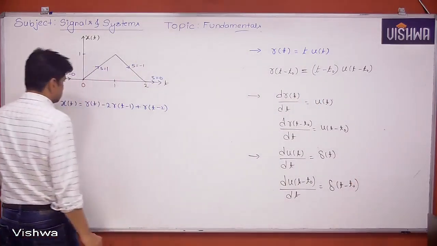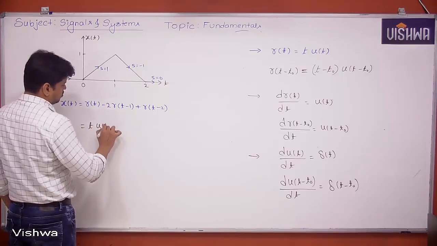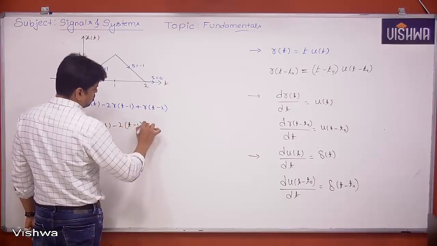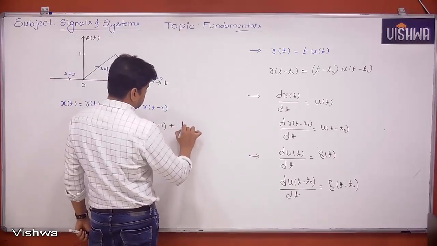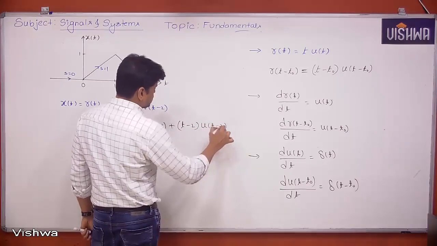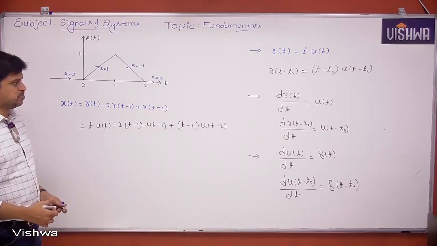In the similar manner, we can rewrite this one as t u of t minus 2 t minus 1 u of t minus 1 plus t minus 2 u of t minus 2. This is the way we can write also. Okay, just take this.